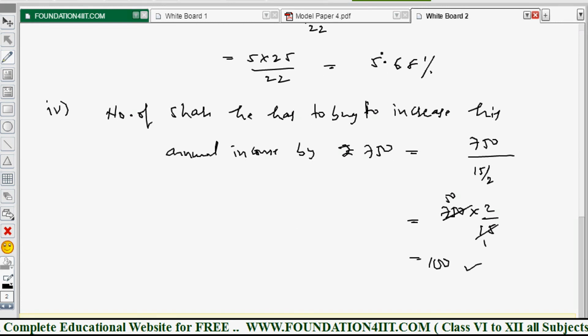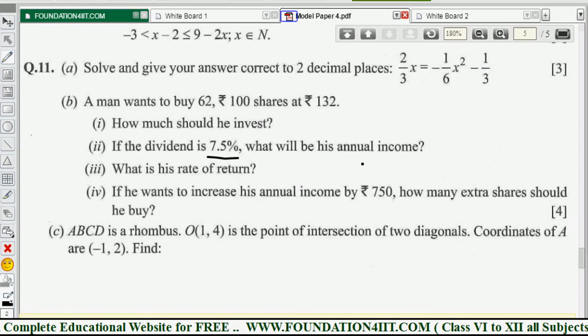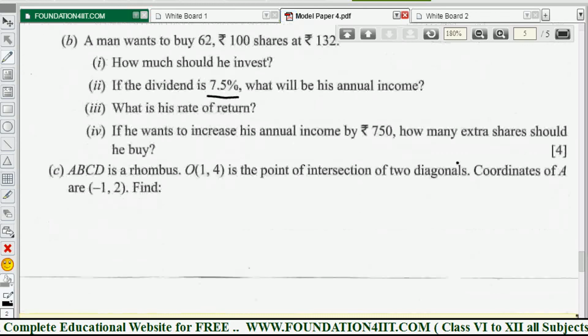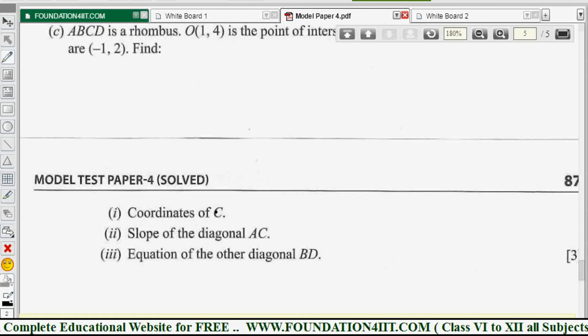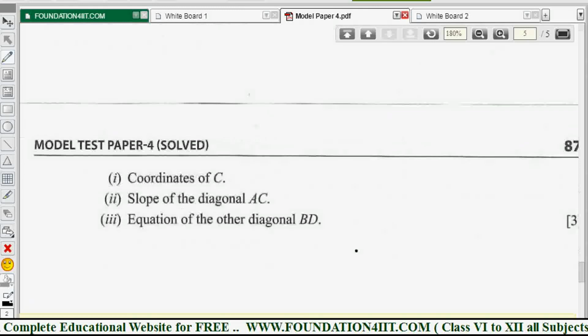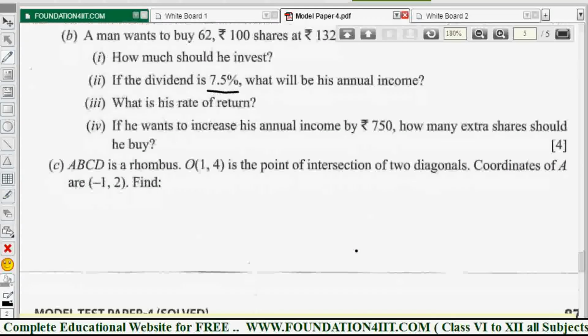What do you say about this question? And let us see the next one. ABCD is a rhombus. O (1, 4) is the point of intersection of two diagonals. Coordinates of A is (-1, 2). Find the coordinates of C, slope of the diagonal AC, equation of the other diagonal BD. So let me find out all this.